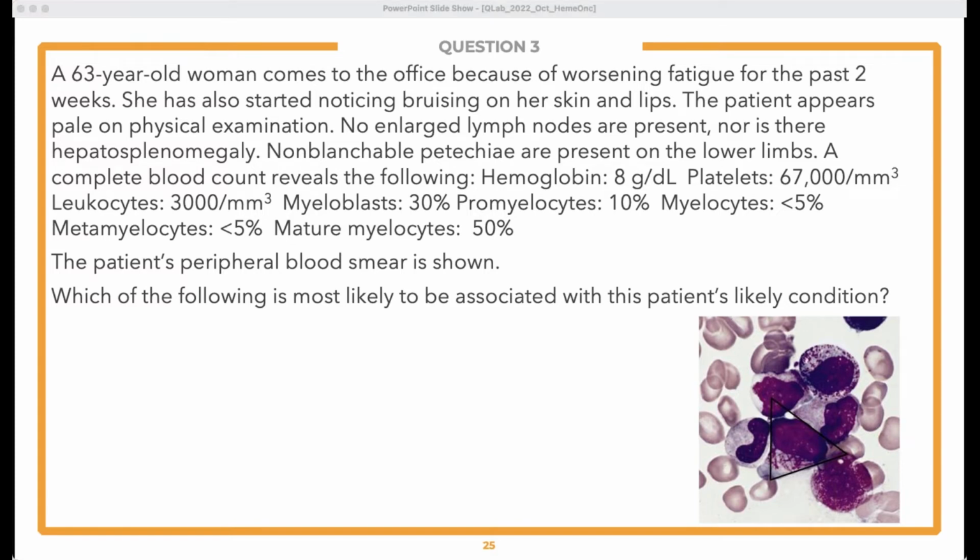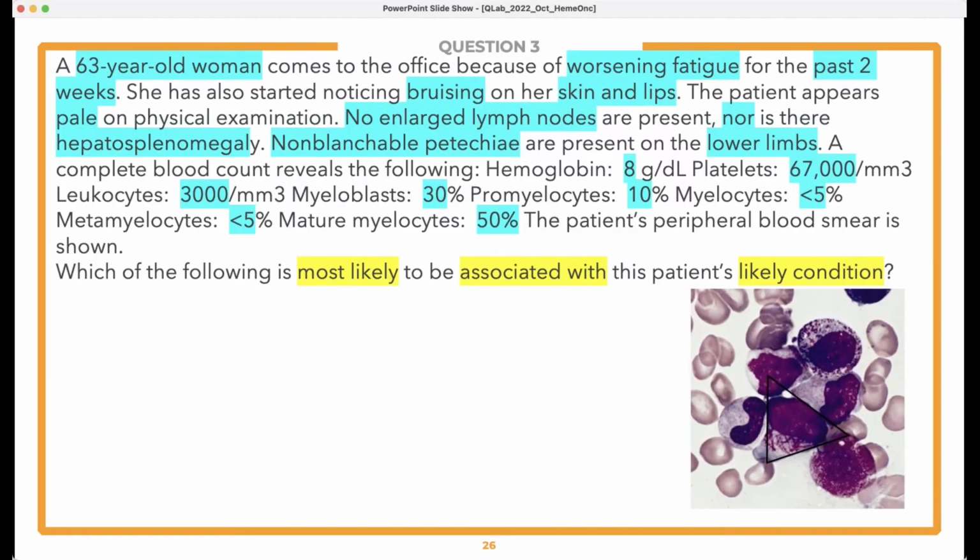Thank you, Jeff. So let's take a look at this question now, okay? So we've got an elderly female, a 63-year-old woman, okay? And she's got worsening fatigue, and they tell us how long, past 2 weeks. So those are our important clues that we've highlighted there, okay? Now we can also see there's some issues with bruising, okay? Very important that that's one of the first few things they tell us right off the bat, okay? She's pale, there's petechiae. They also are very astute in telling us there's no enlarged lymph nodes. There's also no hepatosplenomegaly. So we want to make note of that because we can see those in certain conditions. We can see that absent in certain conditions, and we want to make note of that.